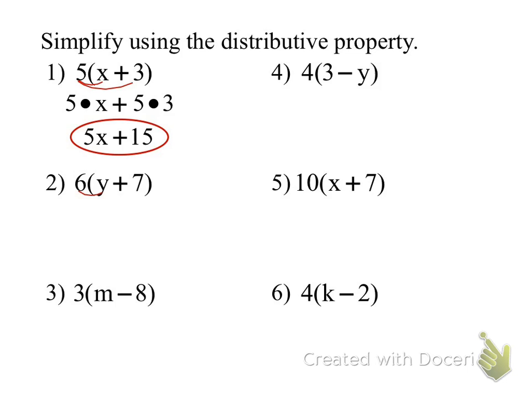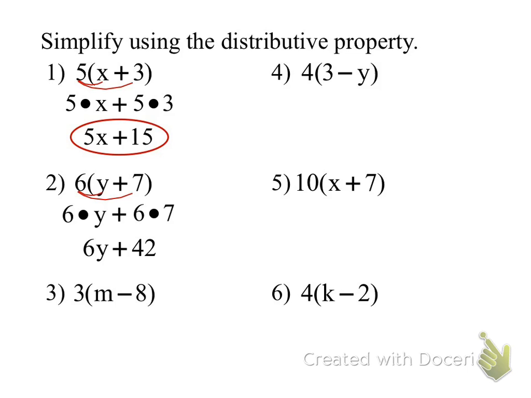Next, pause the recording and finish 2 through 6. Now, check your work. So in number 2, what are we doing? Let me go with Ashley. We are doing 6 times y, and 6 times 7, plus 6 times positive 7. Good. And what does that simplify to, Ashley? 6 times y plus 42.